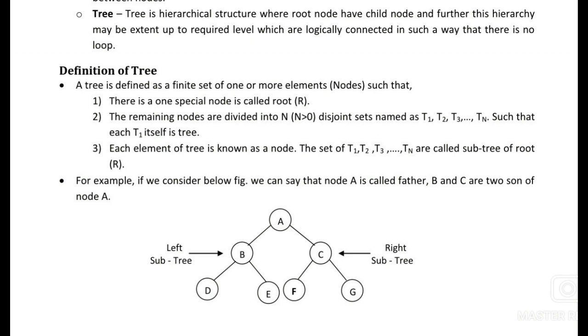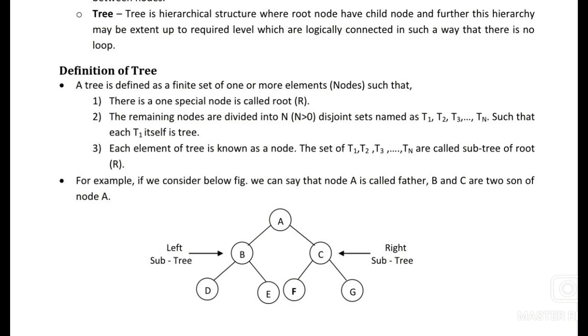Then the remaining nodes are divided into n greater than 0 disjoint sets named T1, T2, T3, and so on up to Tn, such that each Ti is itself a tree. So these are the left subtree and right subtree derived from the root node. The third point from the definition of a tree is that each element of the tree is known as a node. The sets T1, T2, T3 up to Tn are called the subtrees of the root R.